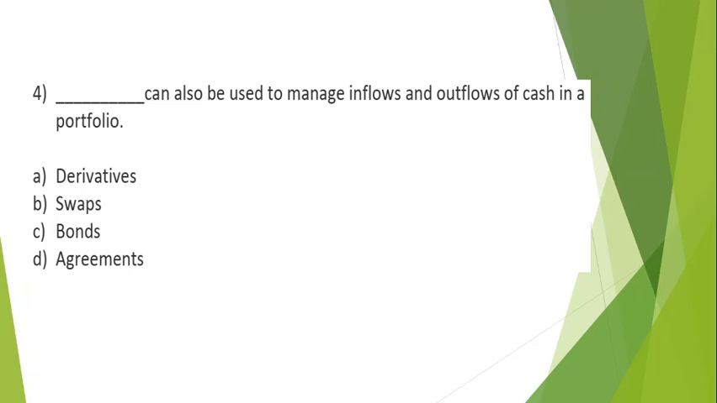We have another question. Dash can also be used to manage inflows and outflows of cash in a portfolio. What would be the answer to fill this blank? Option A, derivatives. Option B, swaps. Option C, bonds. Option D, agreements. Can anybody guess the answer for this? The answer is option A, derivatives.